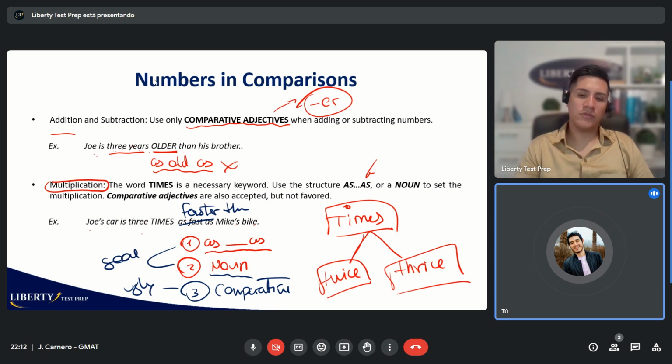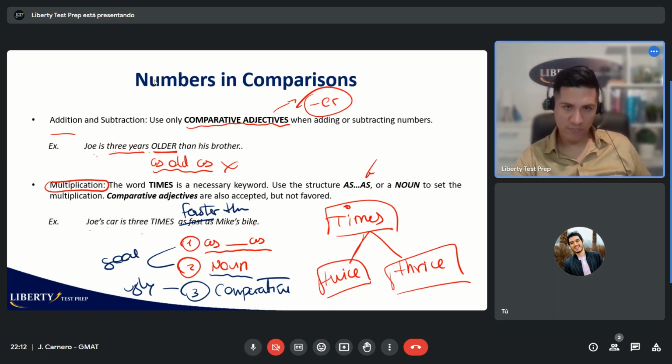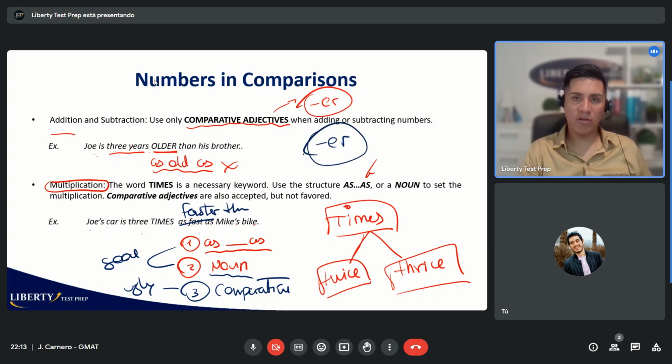Okay, can you repeat just one more time? Number three, what is ugly? Yeah, the comparative. What is a comparative? ER. So we like the comparatives for addition, right? But for multiplication, that's ugly. Oh, okay. For addition, it's fine. For multiplication, that's going to be ugly. But it's still accepted, still valid.